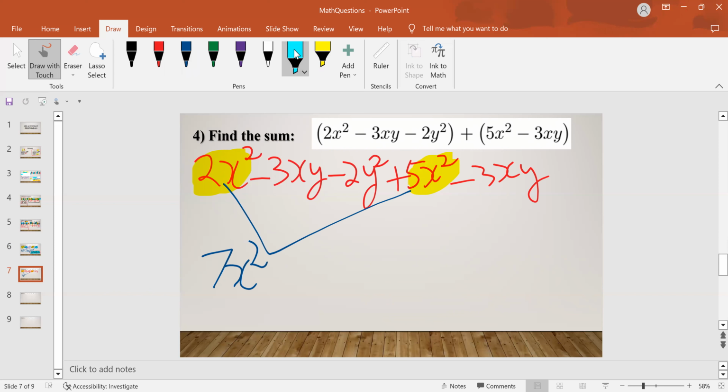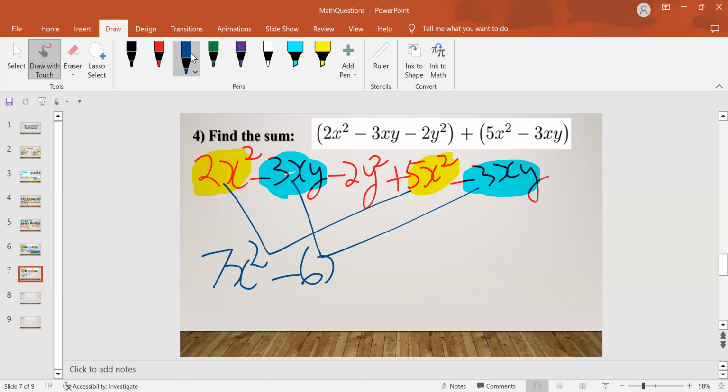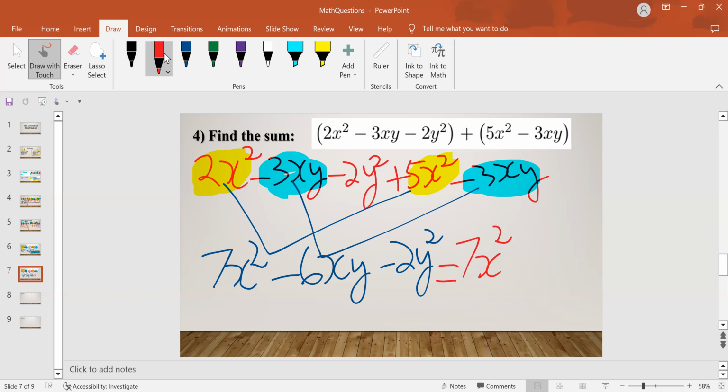Okay, we continue. We have negative 3xy and the negative 3xy. Okay, we combine, this gives you negative 6xy. And now you have negative 2y squared left. Now, if we want to arrange it from the highest exponent to the lowest exponent, this is the same as 7x to the second power minus 2y to the second power minus 6xy. Okay.